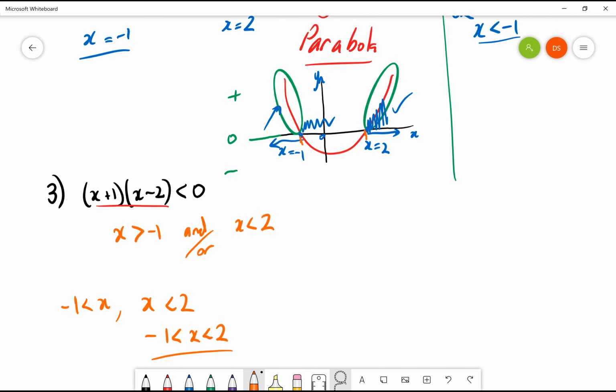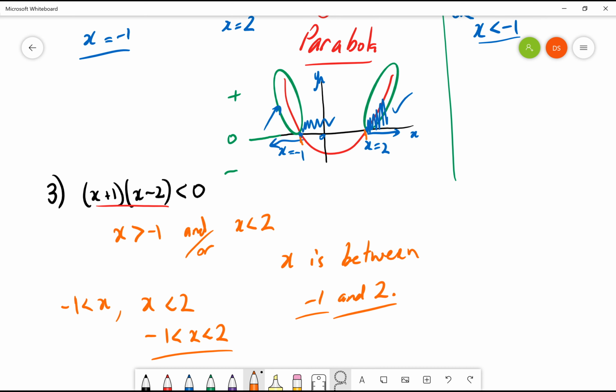We say this is -1. Sorry, no, we don't say -1. We say x is between -1 and 2. That's kind of cool.